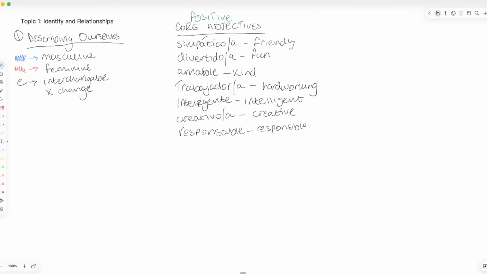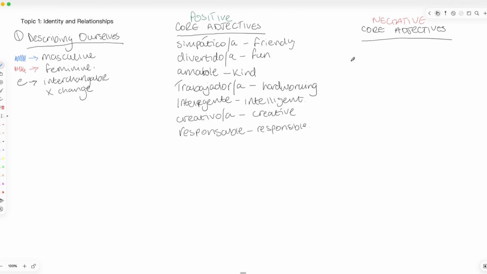I want to move on now, I've got my notes on the side, that's why you can see the mouse moving, to what we call the negative adjectives. The reason I call them negative is that they describe you in a negative manner, but also they can be a little bit trickier to use sometimes. So I'm going to pop negative up here, and I'm going to call it core adjectives.